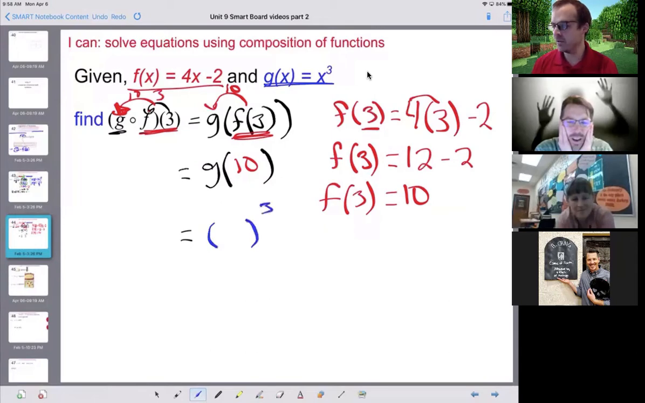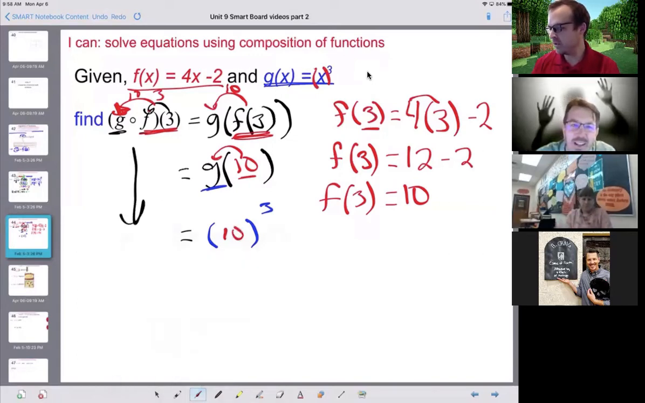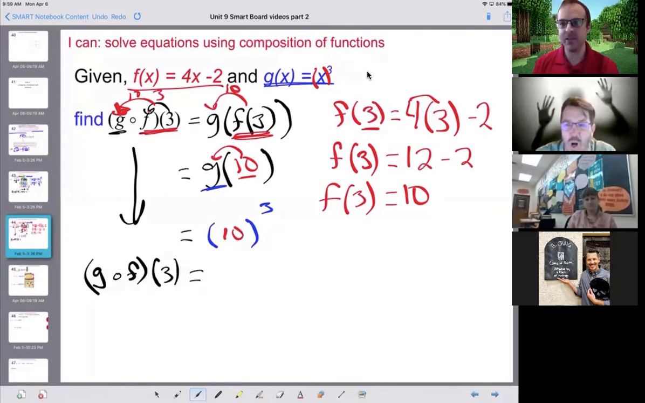Again, we're using the function g. So what are we plugging into g this time? 10. We're plugging 10 into g, right? So we have to replace this x right here with 10. All right, so what we have left here is g of f of 3, and 10 to the power of 3 is 10 times 10 times 10, which gives you 1,000. You can use a calculator for that if you need to.